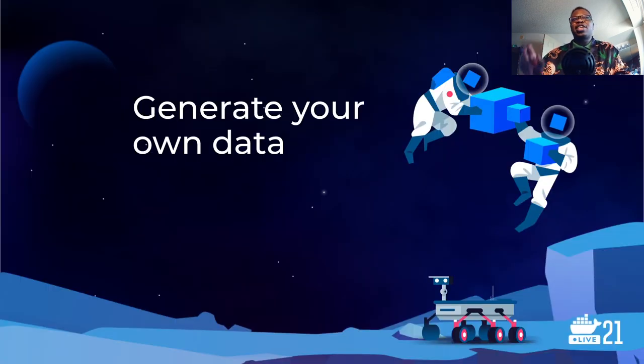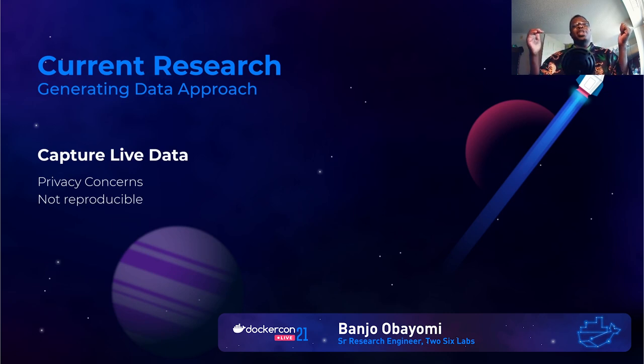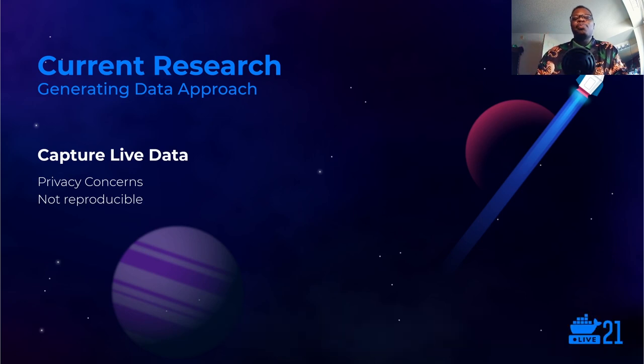So that brings us to the next question: why don't we just generate our own data? And of course, there are problems with generating your own data. First of all, researchers would like to capture live data, but that's almost always a non-starter because of privacy concerns. You can't reproduce somebody running on your website, running traffic all the time. So it's pretty much a non-starter to try to capture live data and build off of that.